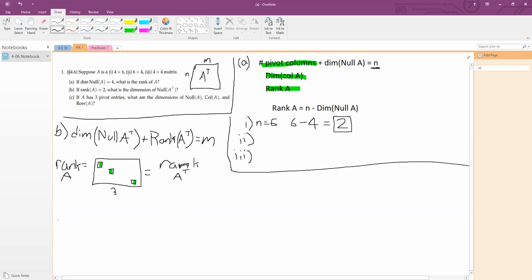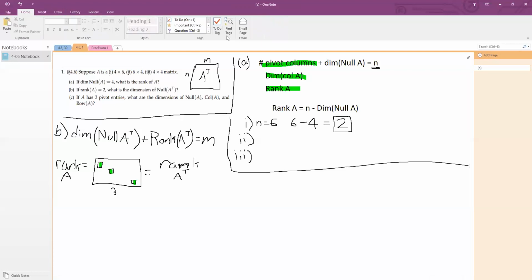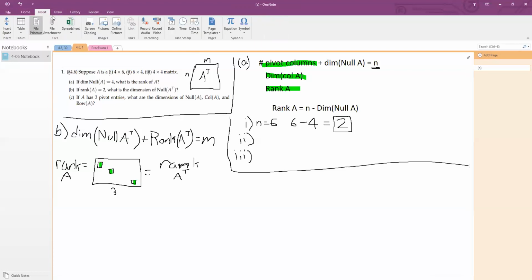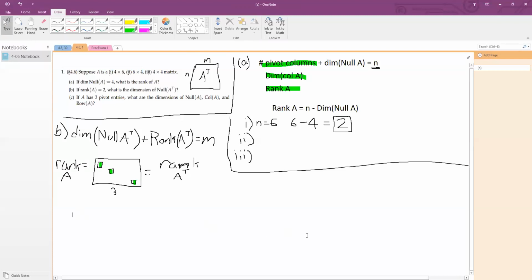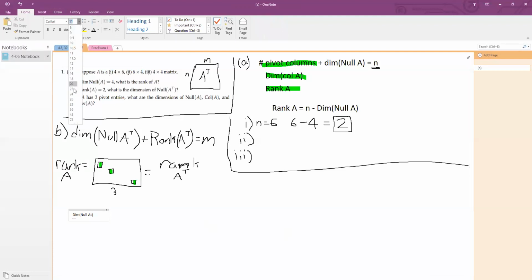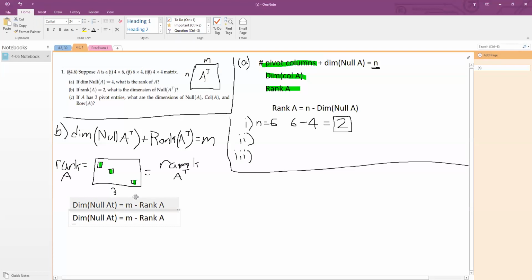All right, so if we do that, then all we have to say, and maybe I'll write this one. We're interested in the dimension of null A transpose. This is now going to be m minus rank of A, right? Because we're just subtracting, m minus rank of A.